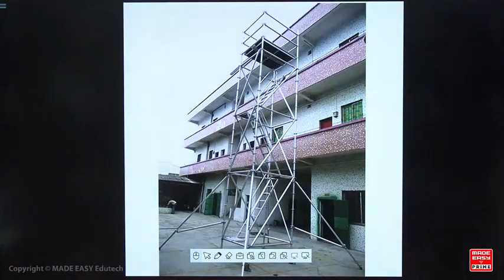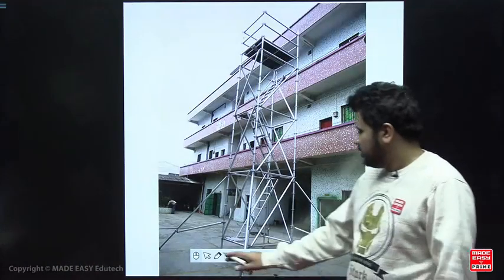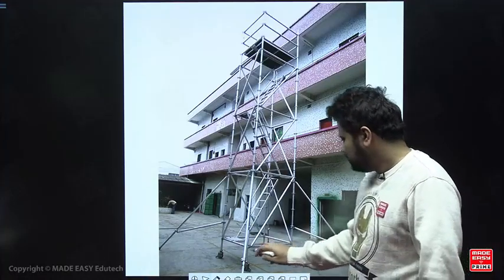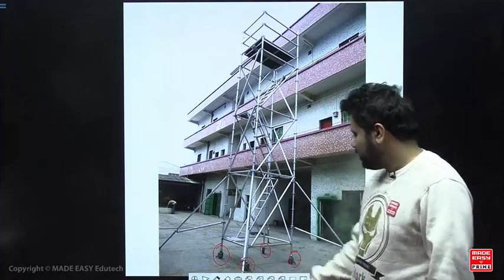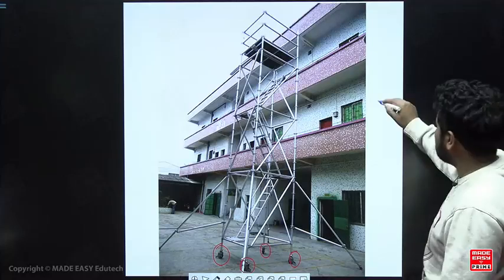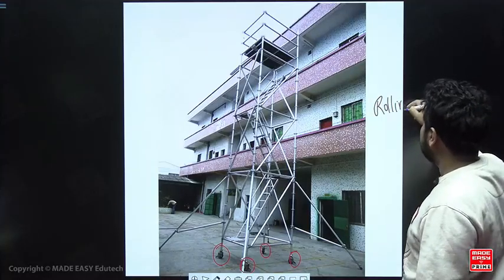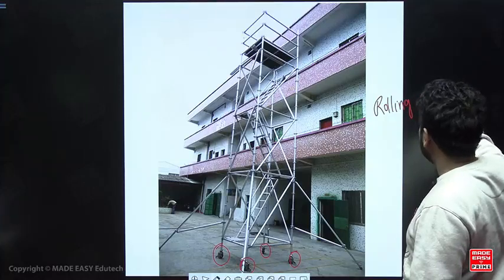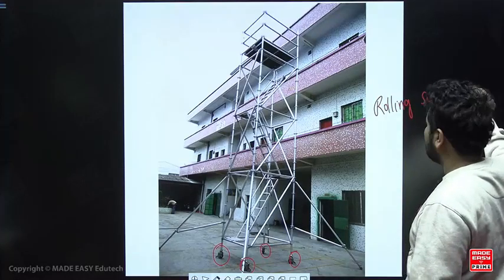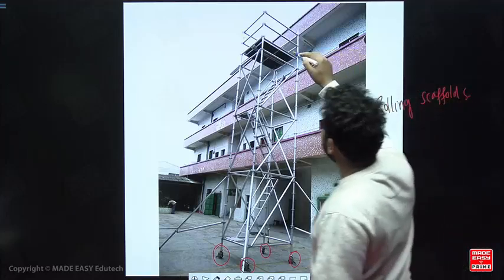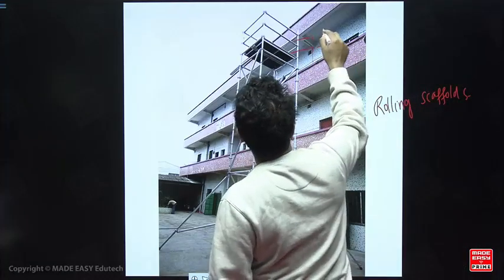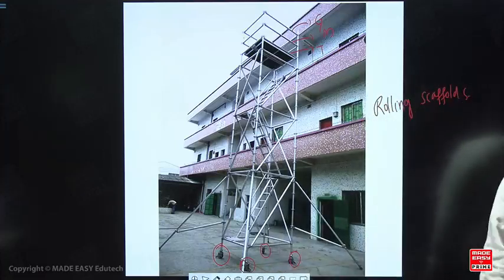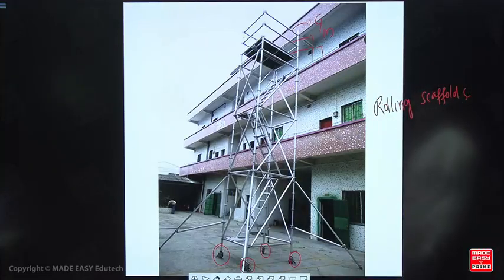Next, this is called as rolling scaffold. You can see that there are wheels connected to this. So these are the wheels. This is called as rolling scaffold. You will see this in the airport kind of places, commonly. Again you can see that this is the toe board, this is the mid rail, and this is the guardrail. So every scaffold must have mid rail, guardrail and toe board.